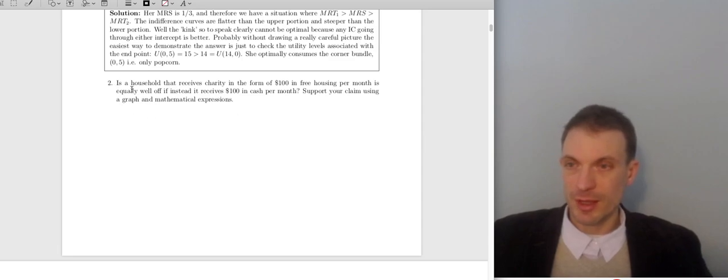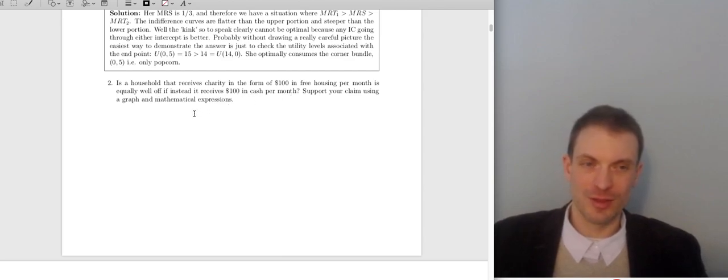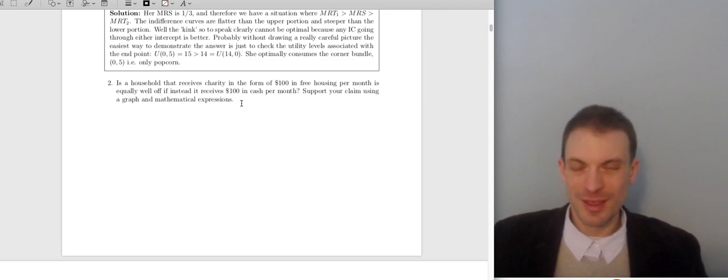So anyway, the claim: a household that receives charity in the form of $100 in free housing per month is equally well off if it receives a $100 cash payment. Support your claim. Well, look, cash is fungible. The voucher's not. You're better off with cash because you can spend it on both goods, whereas the housing voucher can only go to housing. So the answer's got to be you're better off with cash.